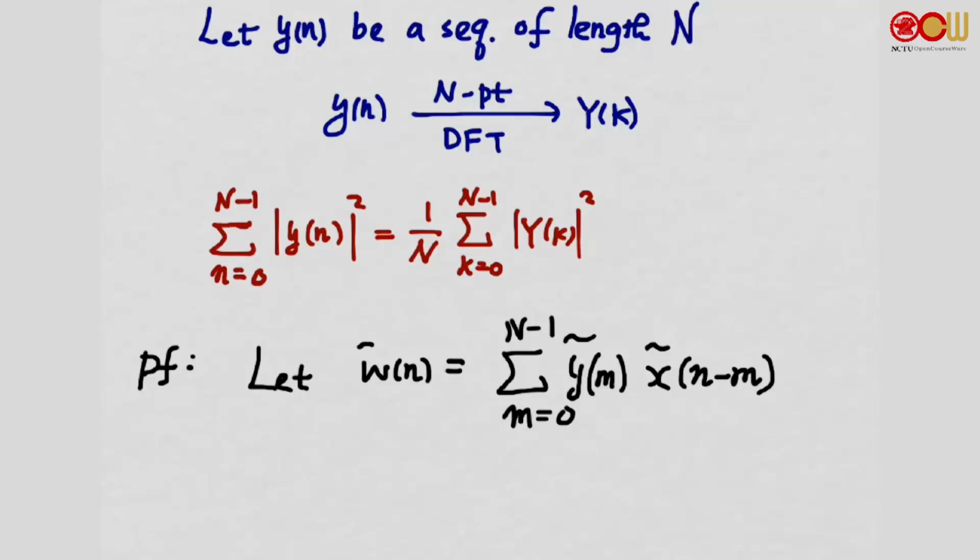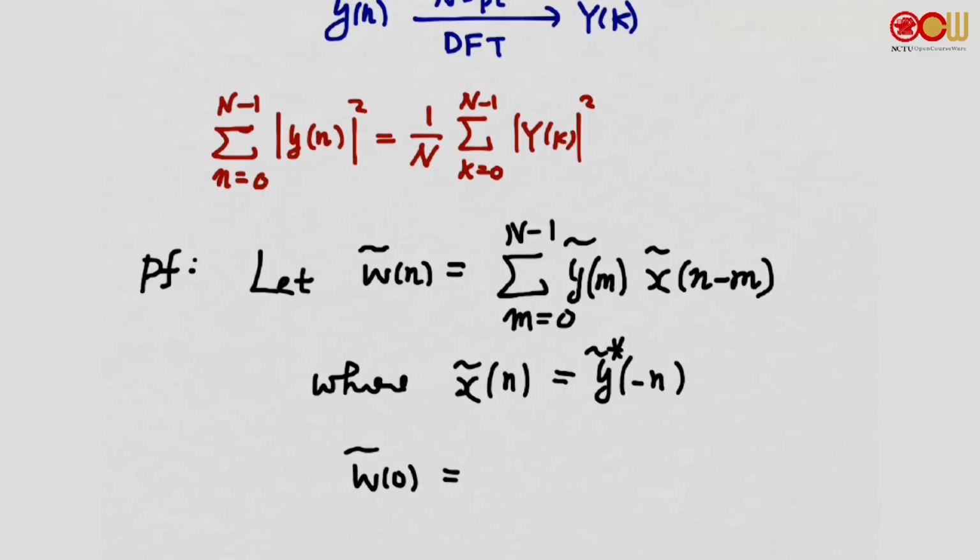Let's say we have a W sequence that is the convolution of y tilde and x tilde, where x of n is y tilde minus n conjugate. Then we can verify that the value of W at n equal to 0 is actually the energy of y in the time domain. We will leave this as an exercise.